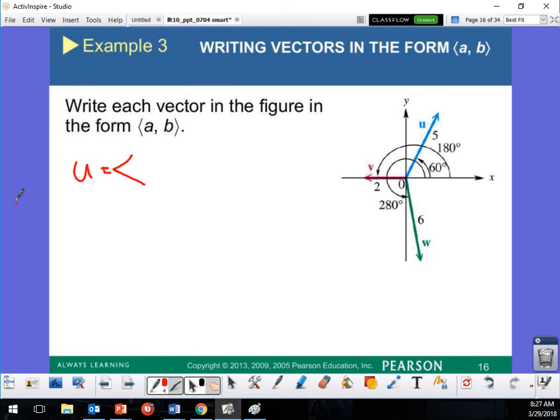How would I do U? You do the same thing we just did. So it would be 5 times cosine 60, comma, 5 sine 60. How do you even know which one to use? Can you start with whichever one? I started with W. Look at the arrows. That's U. So here's U. Look right here.